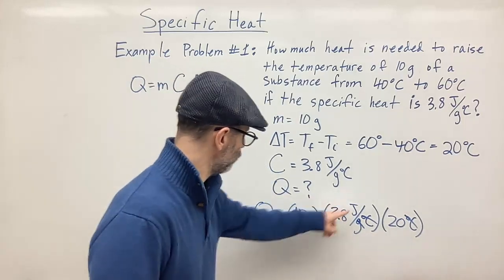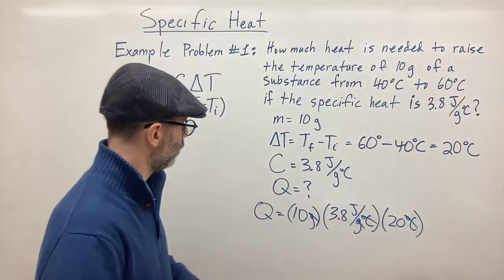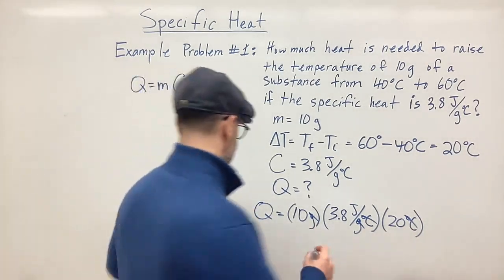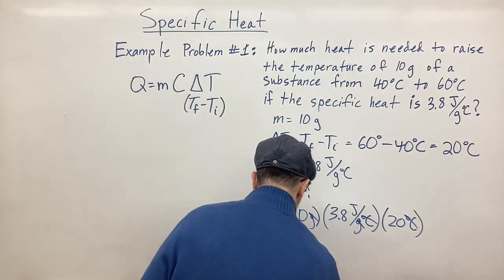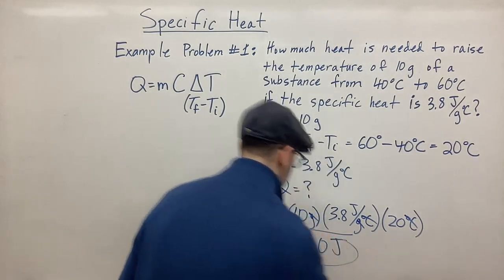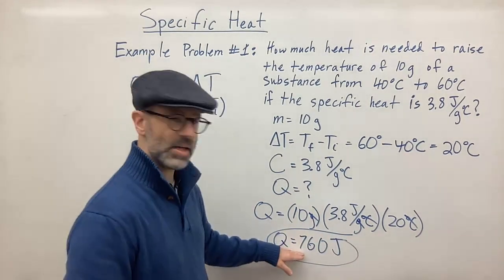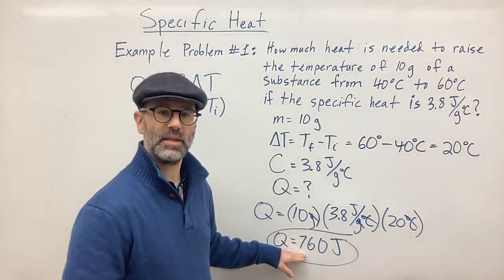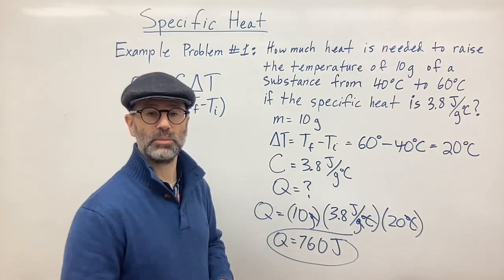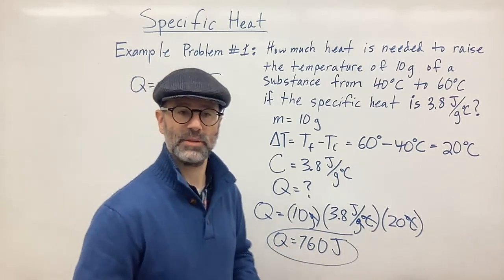So I have an energy unit. I'm looking for heat. It works out. So now all I need to do is calculate, and the answer I get is Q is equal to 760 joules of heat. So notice it's positive, which is what we expected, and so we did this problem right. So that's the first example problem. Let's do the next example.